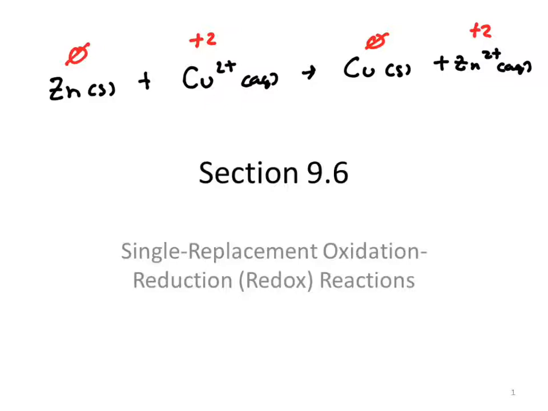And so when I have these single replacement reactions, what drives them is this movement of electrons. I have an overall plus 2 charge from here and an overall plus 2 charge from there, so they do equal each other. And so here we do have a redox reaction that's our single replacement.